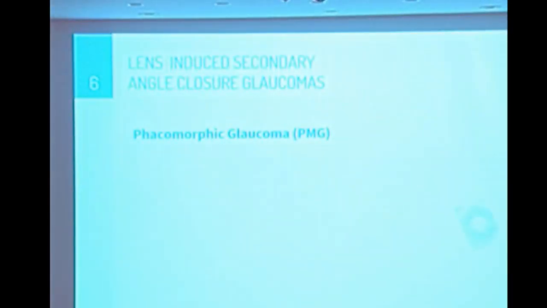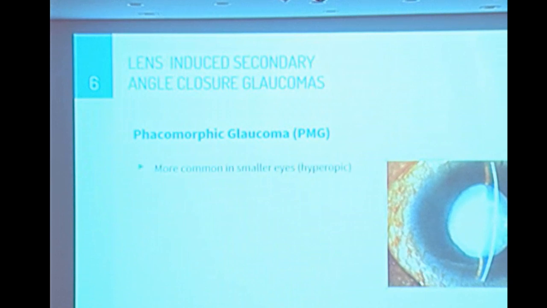So let us take one by one. Phacomorphic glaucoma. It's more common in smaller eyes, hyperopic eyes. However, it can occur in an emmetropic eye or even in a myopic eye. But it is more common in small eyes or hyperopic eyes.